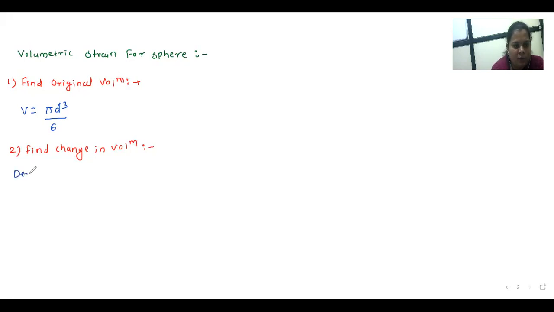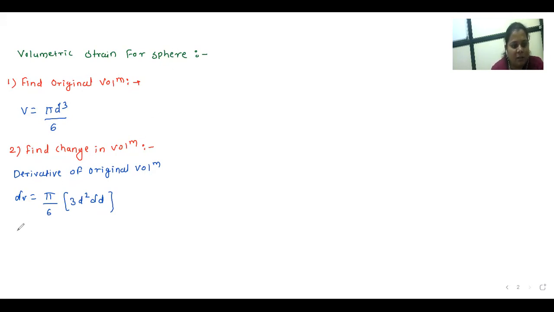So the derivative of the original volume: del V is equal to, we take pi by 6 common. Next you take the derivative of d cube. The derivative of d cube is 3d square into del d. Here only one parameter is there, so only del d will come. So this is the change in volume.